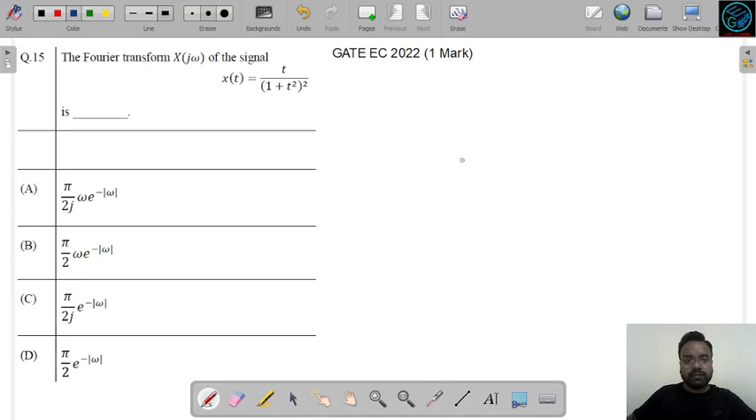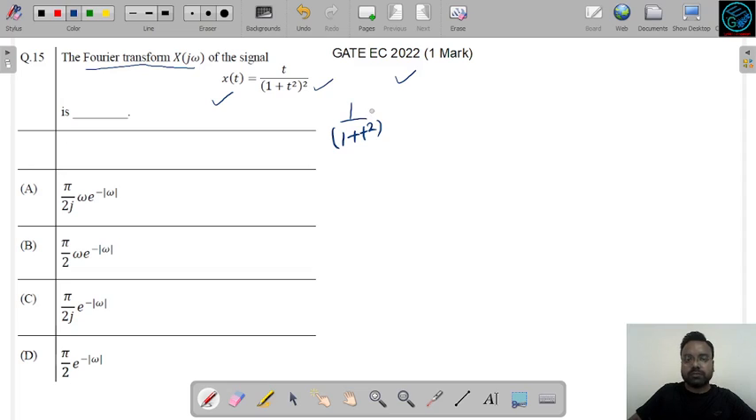Hello everyone, this is Abhishek Kumar and in this video I will discuss this signal and systems 1 mark question from GATE 2022 EC. So in this question we have to find the Fourier transform X of j omega of this signal x(t). Now here you can see that in this signal x(t), the 1 upon 1 plus t square term is present, and a square is also present, so we cannot directly obtain the Fourier transform by applying the formula.